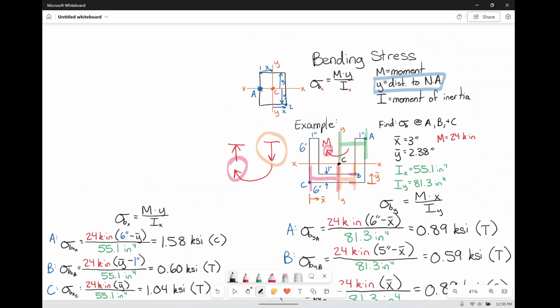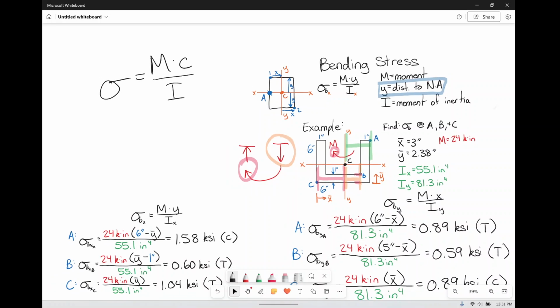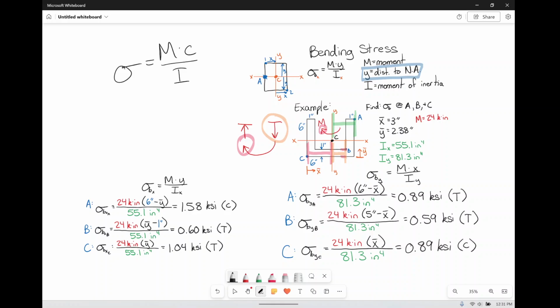So the distance to the neutral axis, you can call it y. You can give it a different name if you really want to. Some people actually call it c. Some people like to say that the stress equation is M times c over I. Maybe that one makes a little bit more sense. Again, c being the distance from your point to the axis about which you are bending, and that's really all there is to it. So if you can't do moment of inertia and find the centroid, you're kind of screwed. But if you can do that, this is a really, really simple, easy topic.